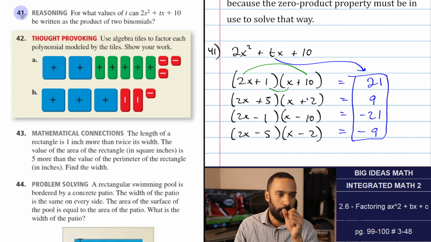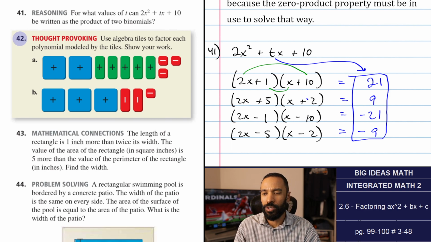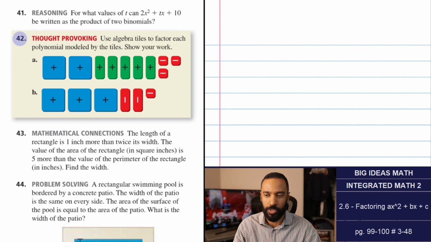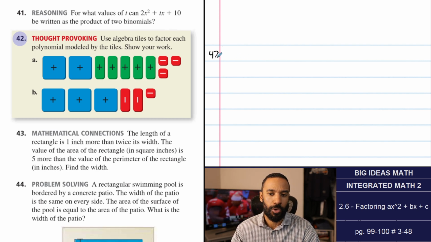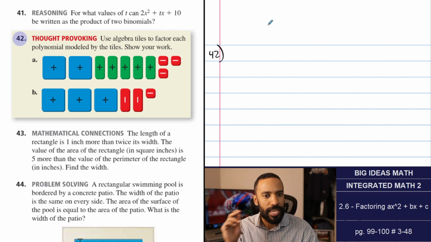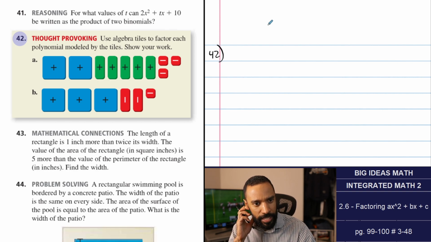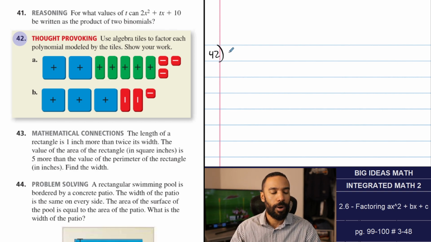Okay, number 42. Yeah, tiles. I don't know how to work with tiles, especially with negatives in these situations. I can copy and paste it over, but we'll see what they have. Well, I don't have to copy and paste. I'll write out their expressions. Use the algebra tiles to factor each polynomial modeled by the tiles. Show your work. So again, I'm going to represent the tiles.